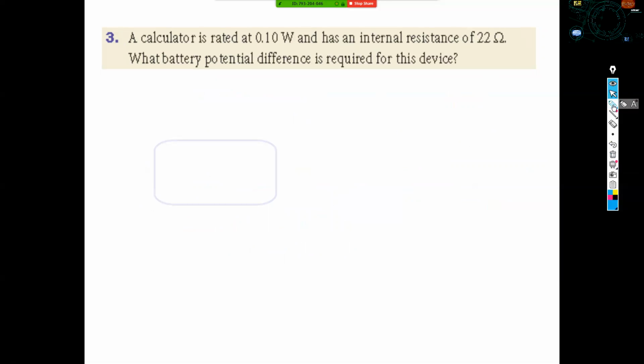All right, your calculator is a 0.1 watt. It has an internal resistance of 22 ohms. What is the potential difference? In other words, what size battery does it need?